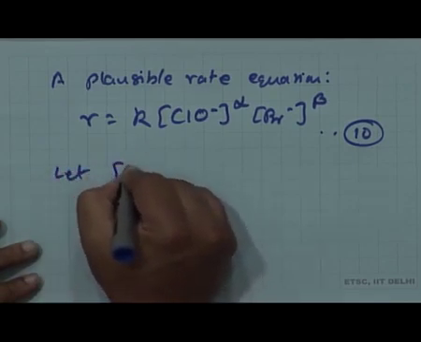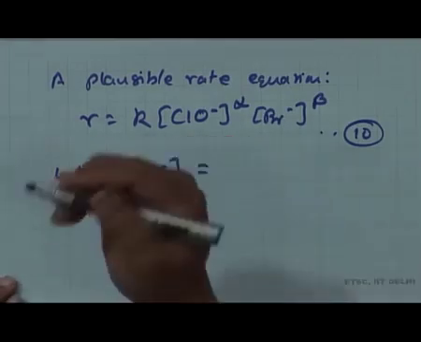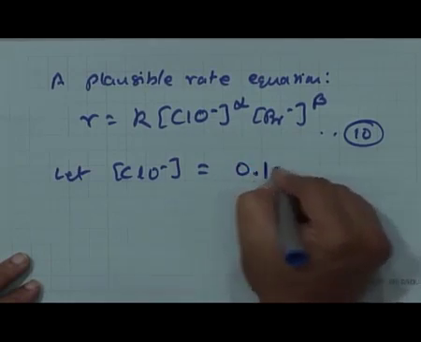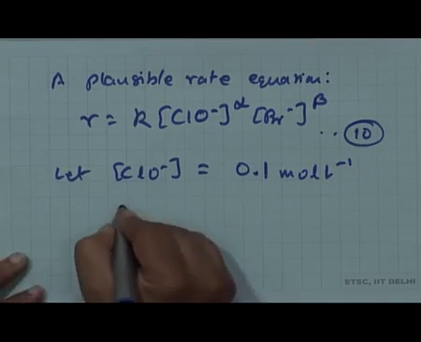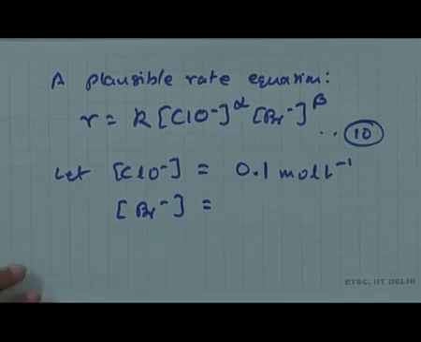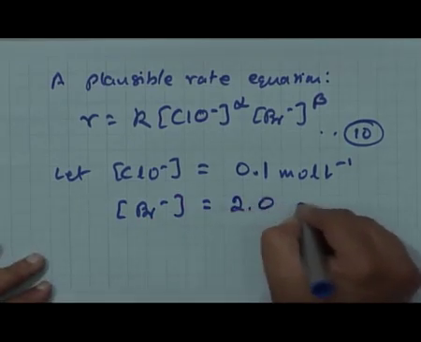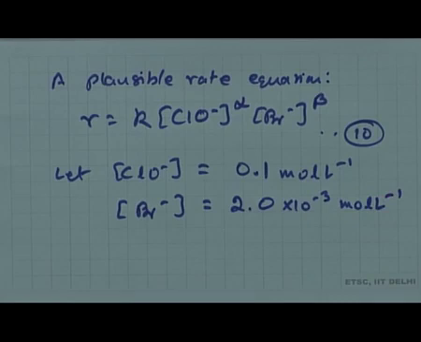Let the initial concentration of ClO minus, that means what you are starting with, be 0.1 moles per liter. Let the concentration of Br minus be lesser than that, which is 2.0 times 10 to the power minus 3 moles per liter. So, you set up the reaction conditions such that these are the concentrations of the hypochlorite and bromide that you are starting with. Great.